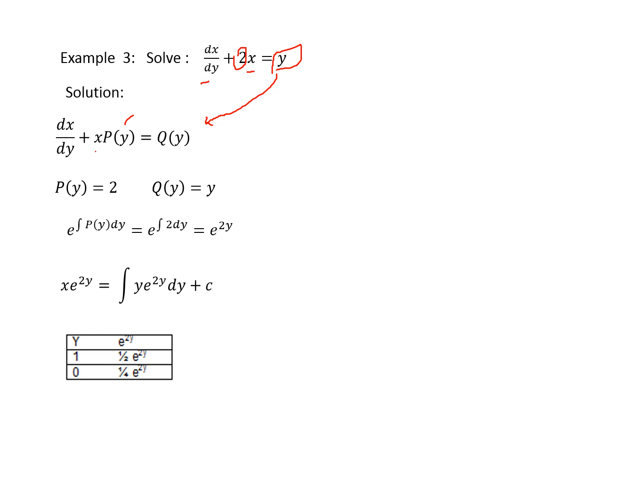Now for the integration, the signs will just be alternating. So our integration is x e to the 2y, and then the integral is y times 1/2 e to the 2y, and then alternate, 1/4 e to the 2y with a negative sign, plus c. Then solve for x. x is 1/2 y minus 1/4 plus c e to the minus 2y. This is now our general solution.